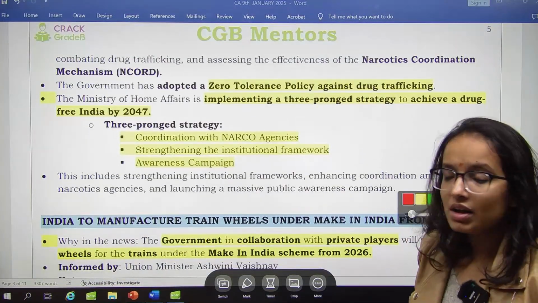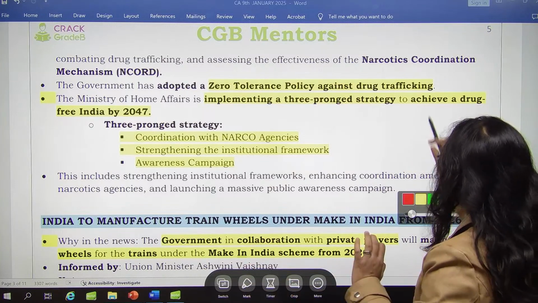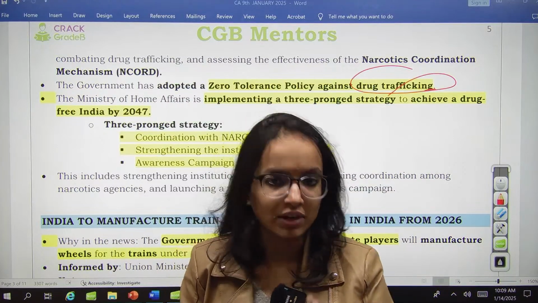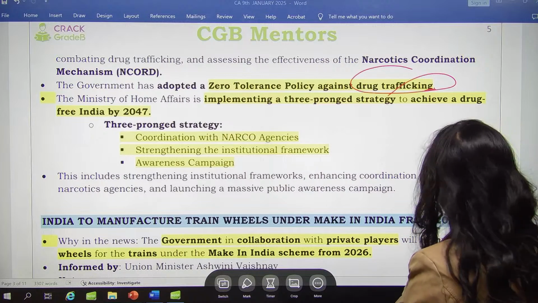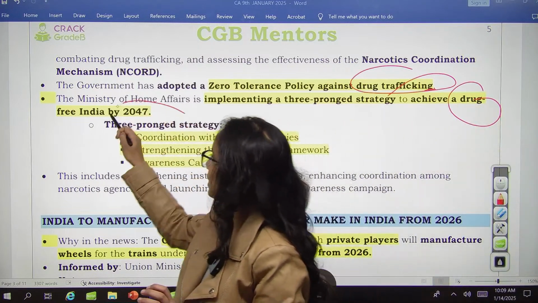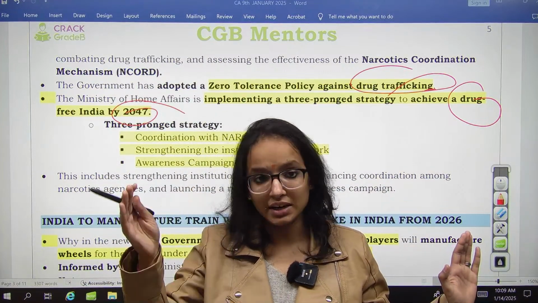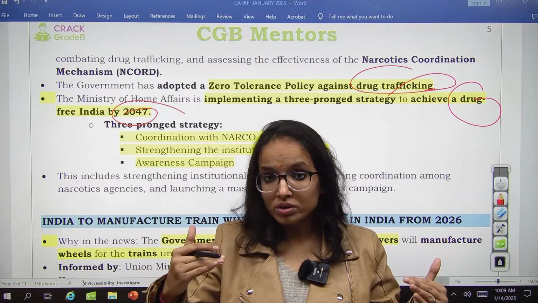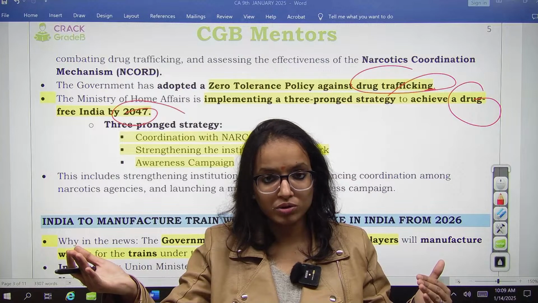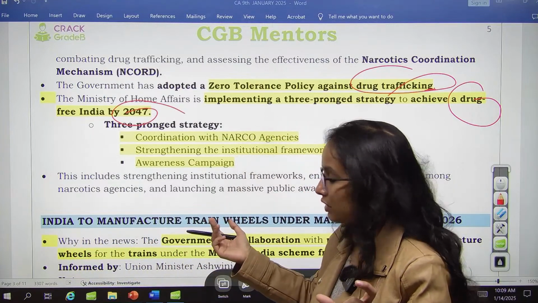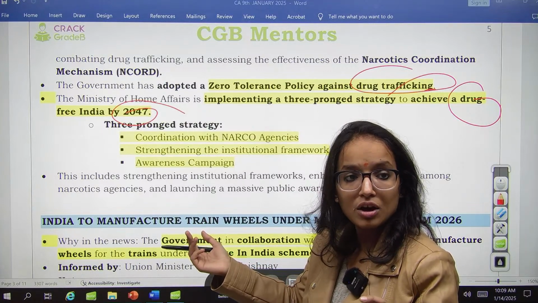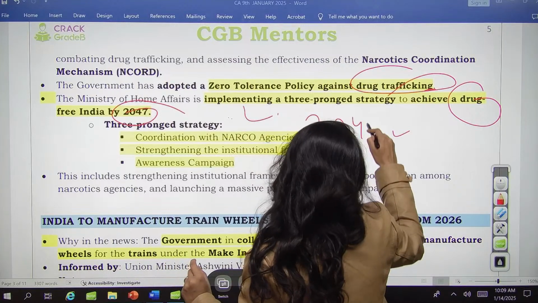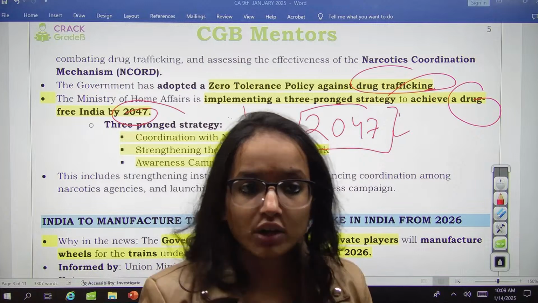And one more important thing, remember, government says that we have zero tolerance against drug trafficking. We will not tolerate drug trafficking at any percentage or at any level. And remember, implementing a three-pronged strategy, MHA has decided to achieve drug-free India by 2047. This is very, very important. Write it down separately. These targets which government sets out are important: the net zero emission target, India's own space station target, by which year we are expected to reach, and then this target. All these targets are important. TB free India ka target, all these targets. So remember this thing, zero tolerance. We want to make India drug free by 2047.